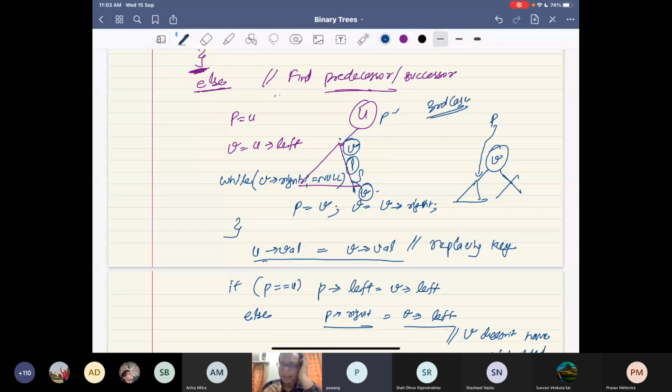In the third case, we don't remove U. What we do, we find V as the predecessor of U, and I change the value of U to the value of V. So this is what I have done here. Now I have to delete P.